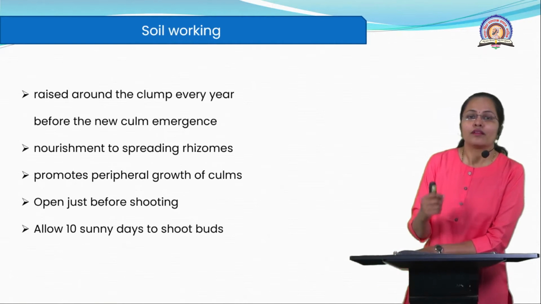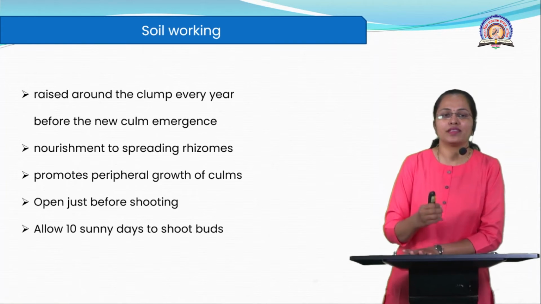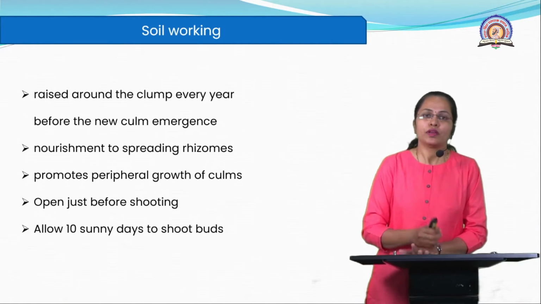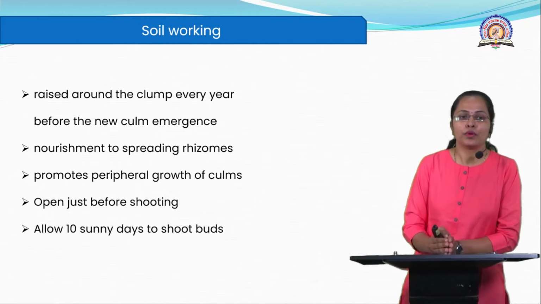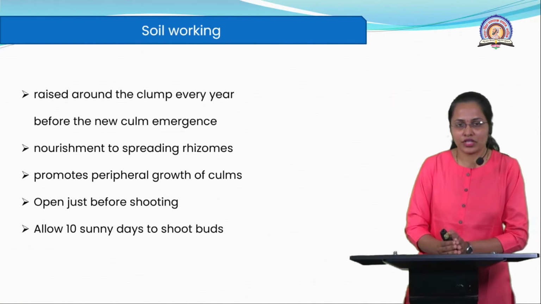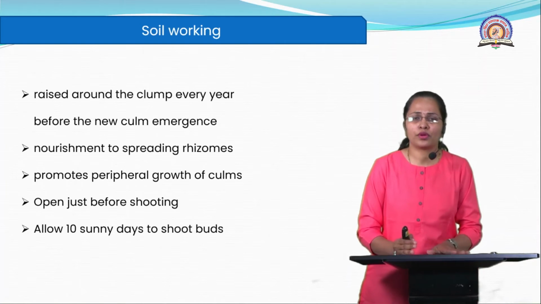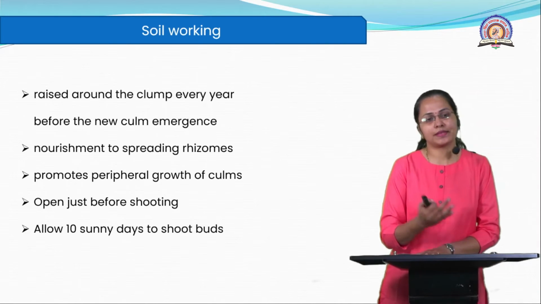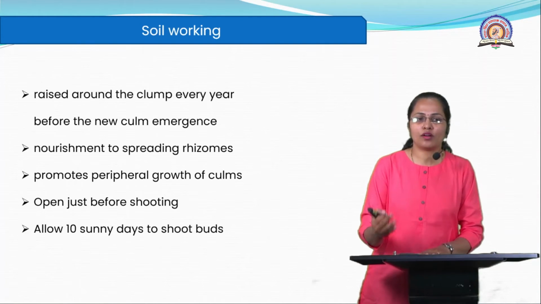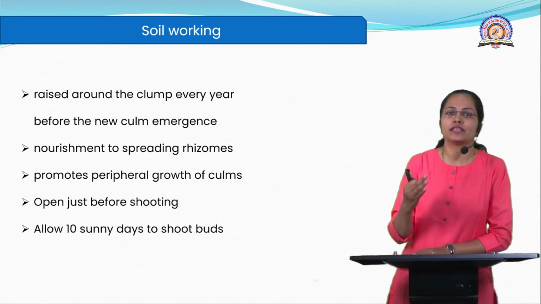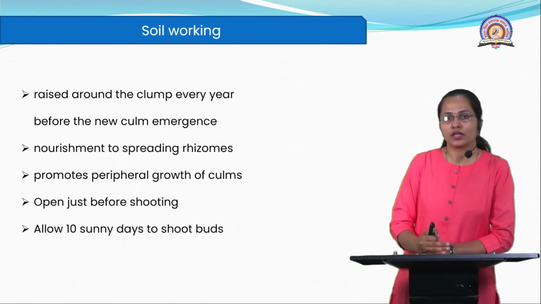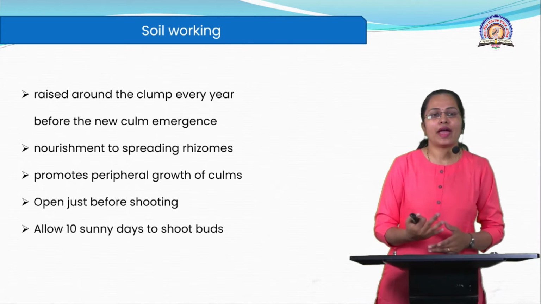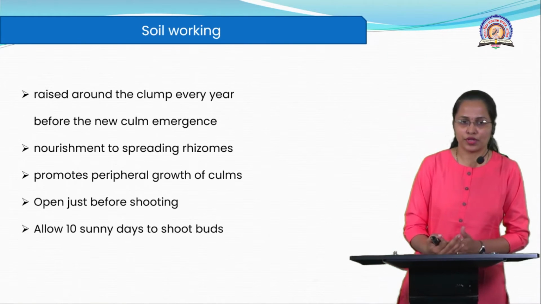Along with that, proper nourishment is important to spread the rhizome of bamboo. The proper growth of the rhizome of bamboo requires proper nourishment. If we supply a proper amount of nourishment, there is proper spreading of the rhizome. Now, as there is proper spreading of the rhizome, it leads to increasing peripheral growth of the clump. There is production of new clumps from the rhizome, which leads to an increase in production.